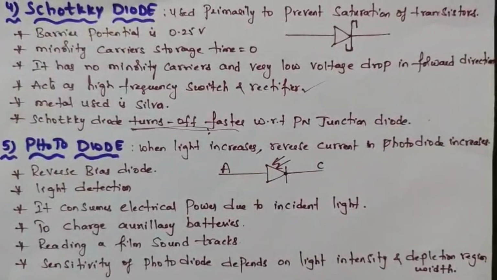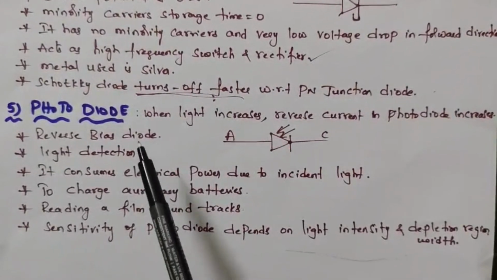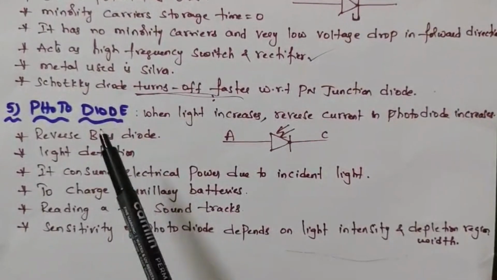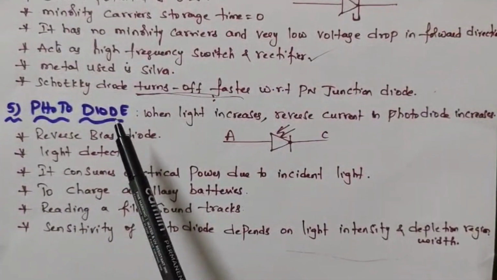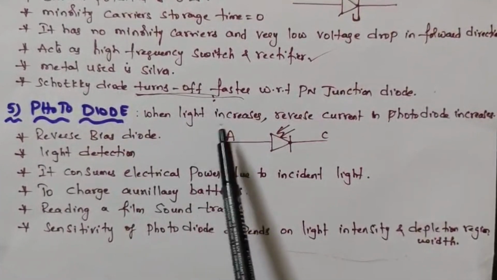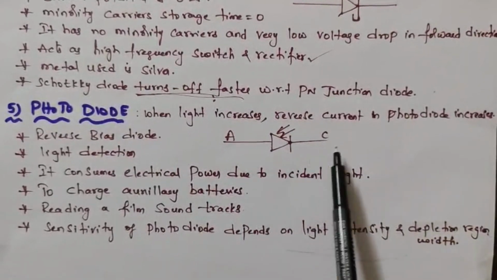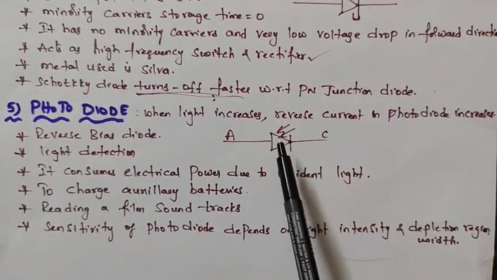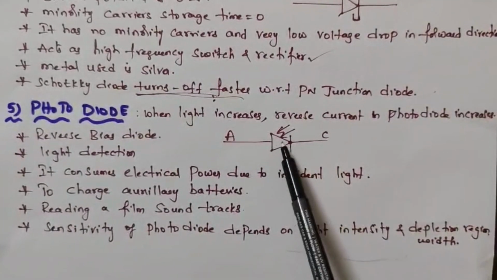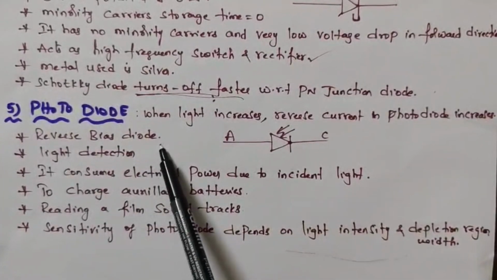Now we will discuss the fifth one, that is the photodiode. The photodiode actually converts light energy into electrical energy based on the photovoltaic effect. Okay, when light increases, reverse current in the photodiode increases. This is the symbol of the photodiode. So it converts light energy into electrical energy, and it operates as a reverse bias diode.